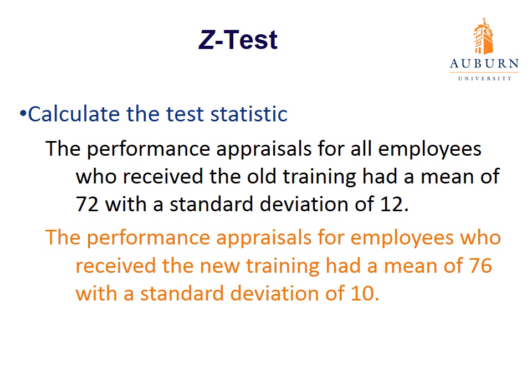Now, let's say we conduct our new training, and of our randomly selected 30 employees, we get a performance rating of 76 with a standard deviation of 10. Now, what's important to note here is that this is a sample, and so all we're really looking for from the sample is the mean of 76.